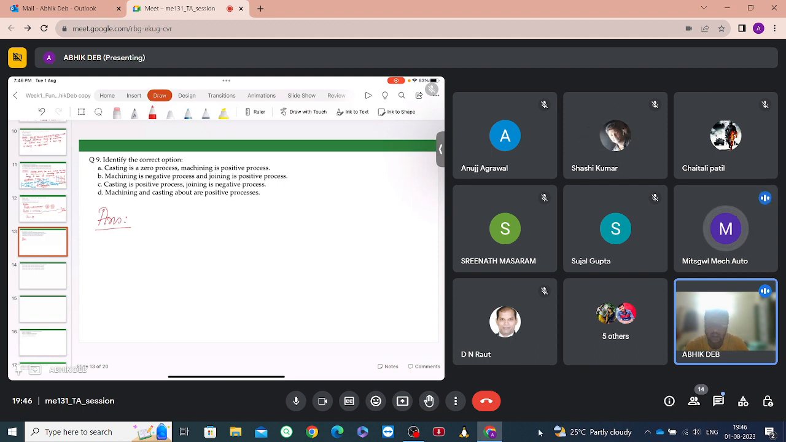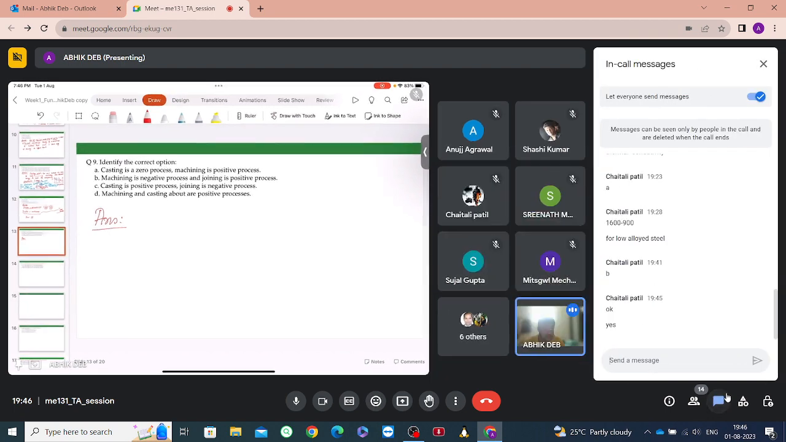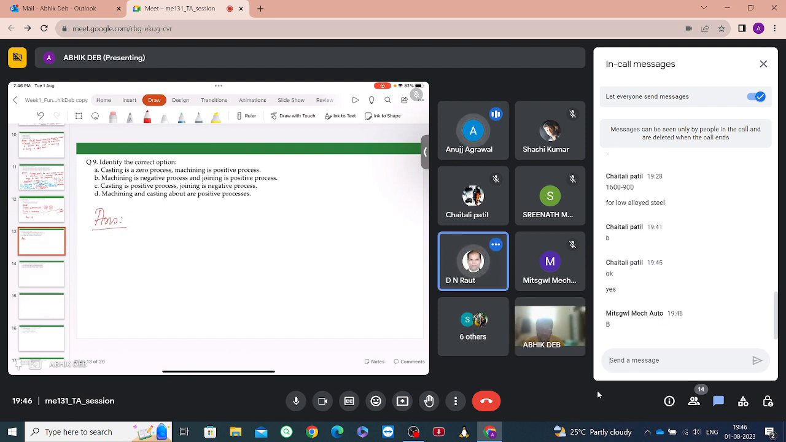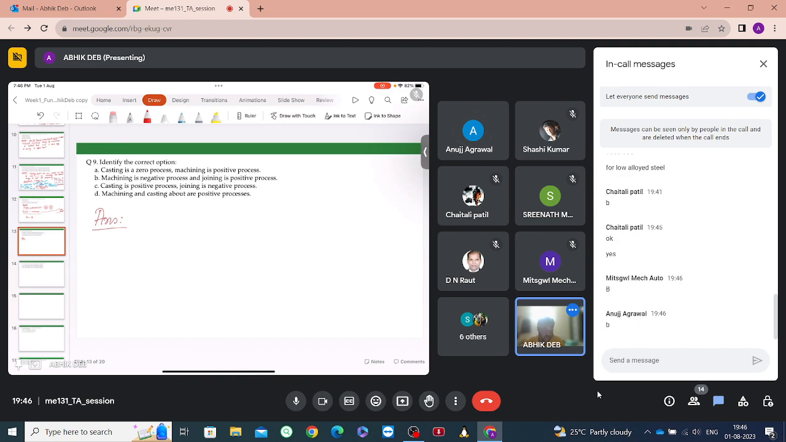Sir, option D is the correct option. No, one second. You can type in the chat box. I would request all of the students to please type in the chat box. This is a very basic one which has already been explained. So just take it as an assignment and type the answers in the chat box. B, sir, B. The correct answer is B. Okay, option B. So I hope it is clear to everybody.